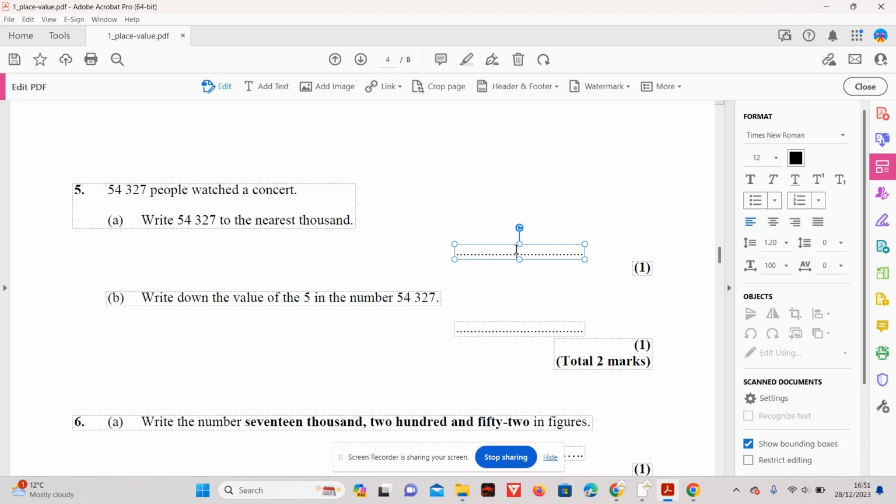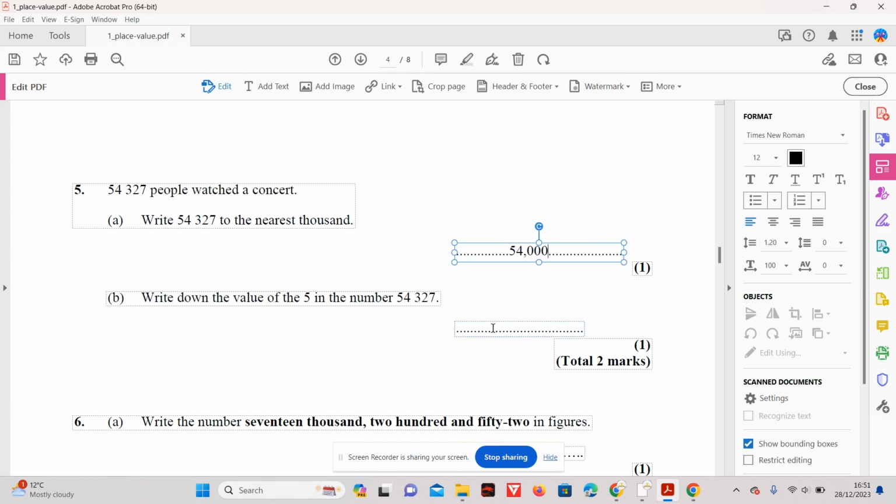Anyway, next question. So we've got 54,327 people watched a concert. Write down the number 54,327 to the nearest 1,000. Again, we need to look at the hundreds column, which is a 3, and the number in the thousands column is a 4. So we need to round that to the nearest 1,000. So because it's a 3, we keep it the same. We don't change anything. We round it down. So therefore, our number is going to be 54,000 as our final answer.